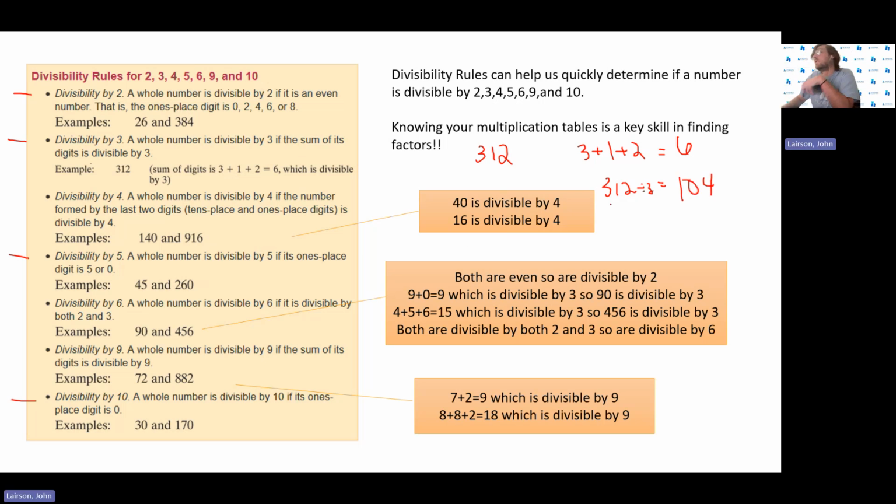And if it doesn't add up to a multiple of 3, say we have a number like 316, right? If I take 3 plus 1 plus 6, this is 9, this is 10. 10 is not divisible by 3. So 316 is not divisible by 3.